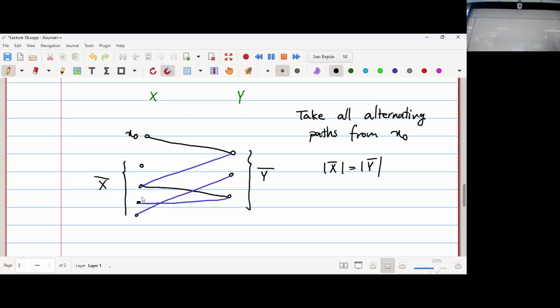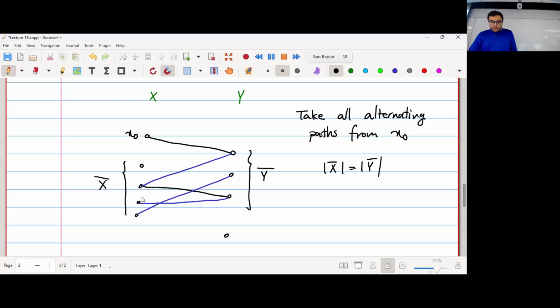Okay. What's the problem with this? Yes. So if I look at X bar union with X0, they need to have some other neighbor, right? So there has to be some other vertex here because the size of X bar is the same as the size of Y bar. So if I add one vertex on this side, if I add X0 here, then the neighbors of X bar and X0 should contain some other vertex here.